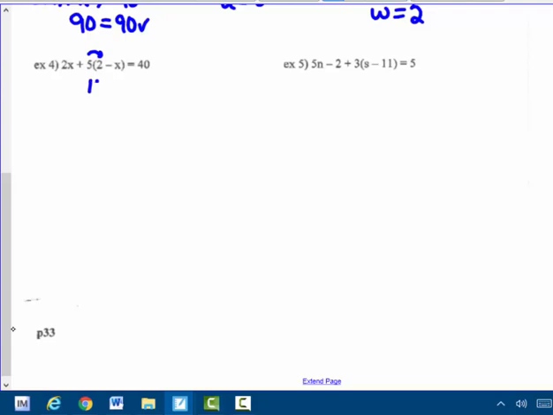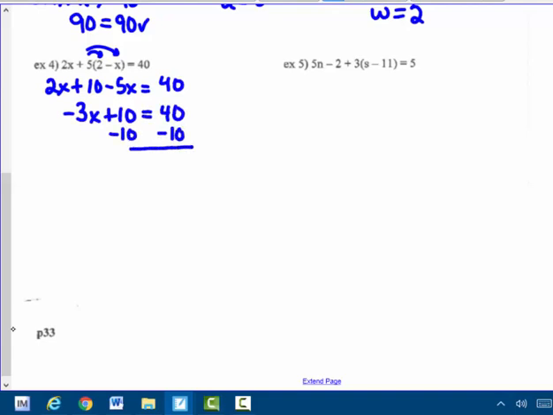So 5 times 2 is 10. 5 times negative x is negative 5x. 2x and negative x will combine to give me negative 3x. Be careful. Different sign. Subtract. Plus 10 equals 40. I'm going to subtract 10. See? Not a bad equation at all. I get negative 3x equals 30. Dividing by negative 3, I'm going to get x equals negative 10.